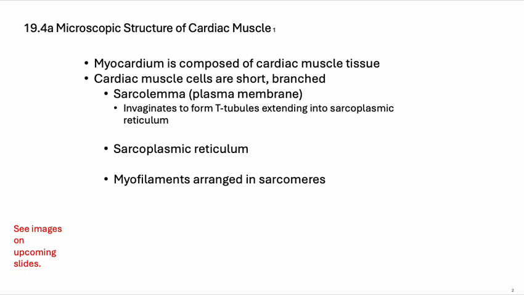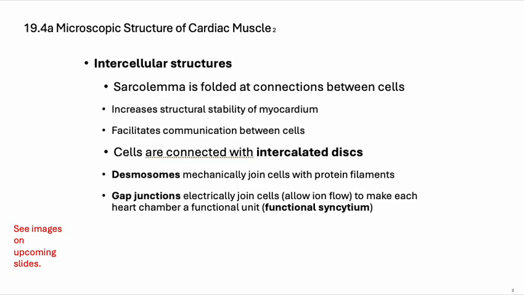It has a sarcolemma, a plasma membrane just like skeletal muscle, as we've discussed previously. There are the T tubules, or the transverse tubules. There's a sarcoplasmic reticulum with calcium. It's arranged into sarcomeres, so you have the overlapping arrangement of actin and myosin. Again, a lot of the same features that we see with skeletal muscle.